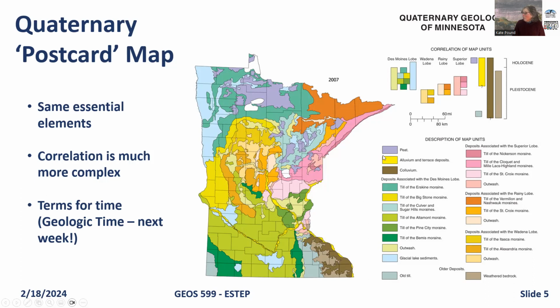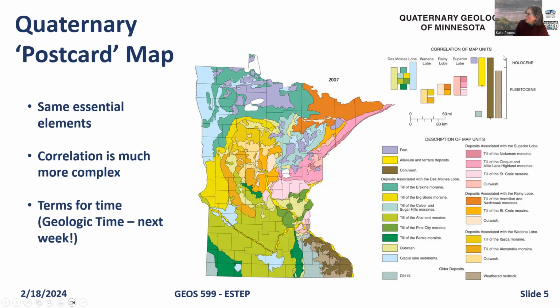So we've got our description of map units. And some of the terms here, till and moraine, etc., all have to do with glacial sediments, sediments deposited by ice. That's something we'll be looking at later. What I want to look at now is this correlation of map units. This is much more complicated than the correlation of map units that we looked at for the bedrock geologic map.